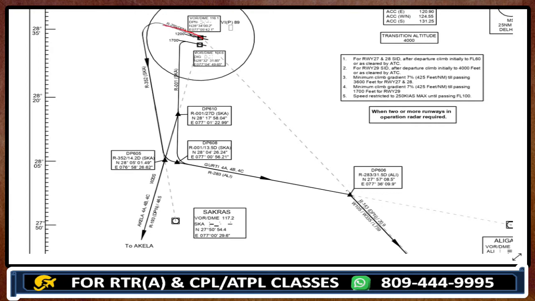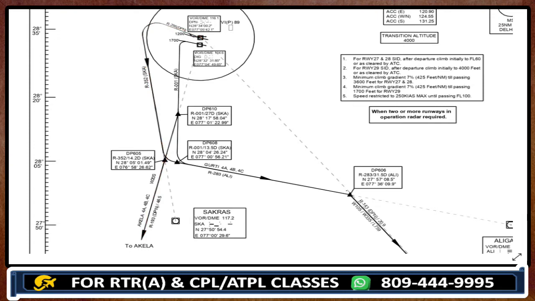In Aquila 4 Alpha, it is written: after departing, climb to flight level 60. Passing 1200 feet, turn right to establish radial 295 Delhi Papa November. Passing 3600 feet, turn left to establish radial 352 to Delhi Papa 605. Then turn right to establish radial 193 Delhi Papa November to Aquila.